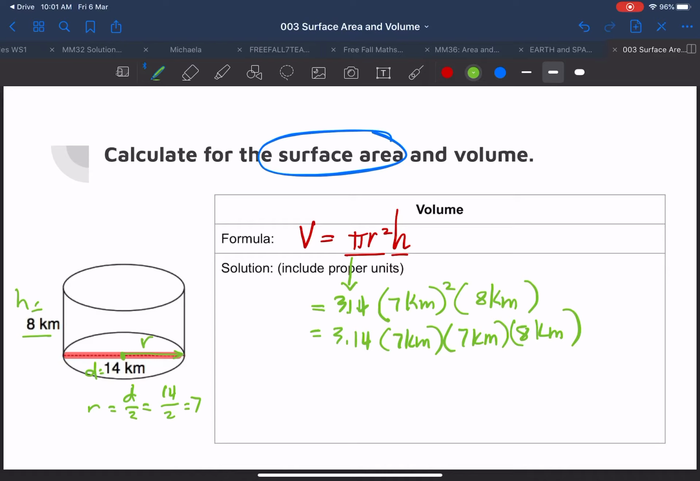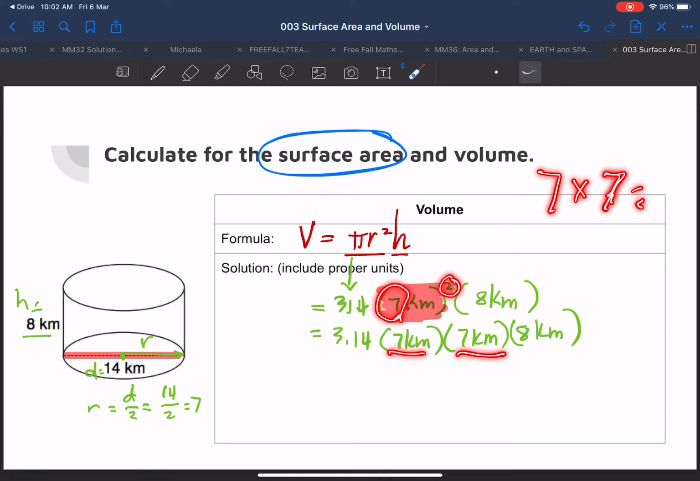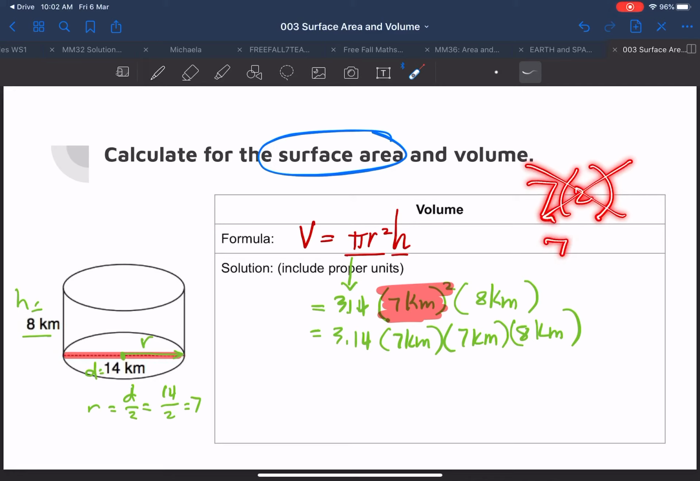Now, why did I expand this? This is for those of you who are still confused about how to square. Remember, squaring means you multiply the value by itself, two times, because it's squared. You do not do this: it's not 7 times 2. It's 7 times 7, okay? So that's why I expanded it. If you're still not sure about that, expand it. The 3 or 5 seconds you spend expanding this will make your work more accurate, okay?